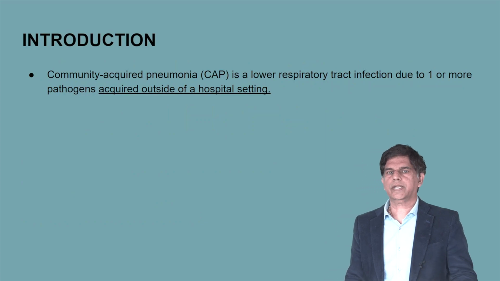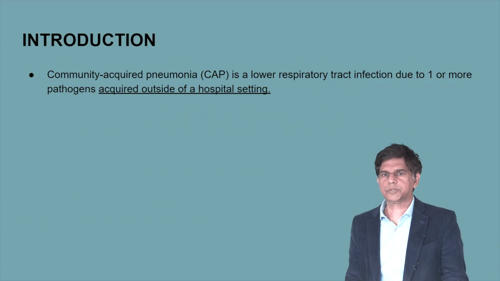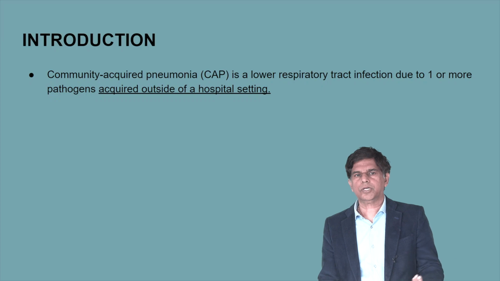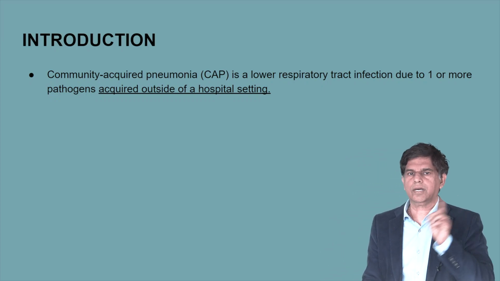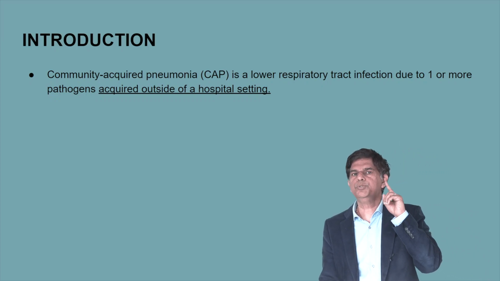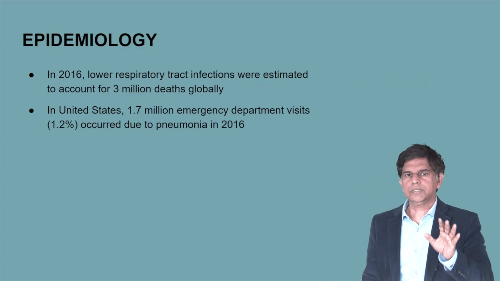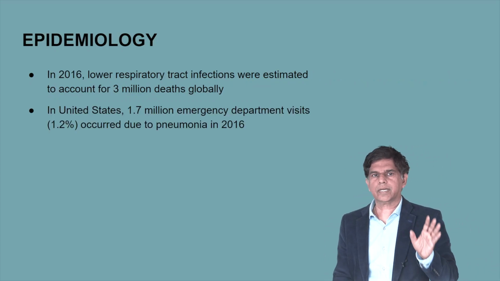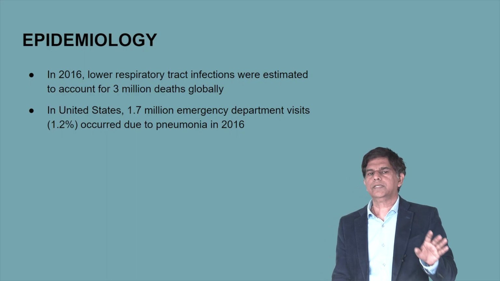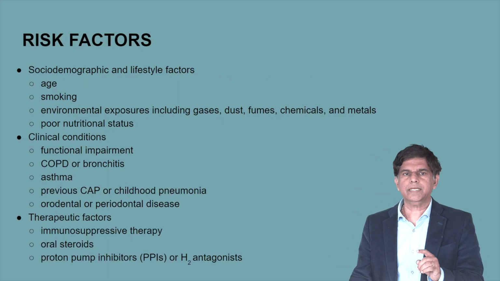So when you look at the introduction, community-acquired pneumonia is defined as a lower respiratory tract infection with one or more pathogens acquired outside the hospital setting. That's why we call it community-acquired, okay? Epidemiology is given right here. Everybody knows that. It accounts for 3 million deaths globally. In the United States, 1.7 million ER visits.